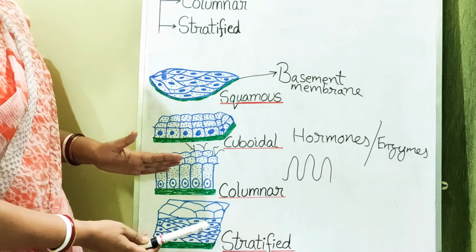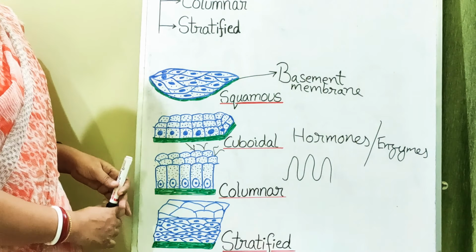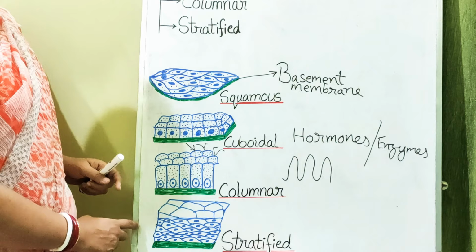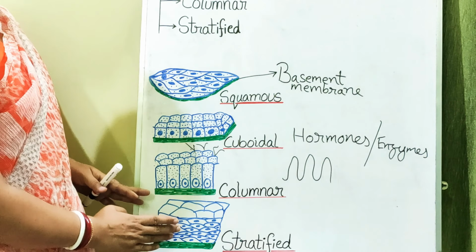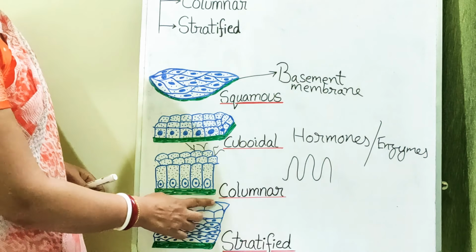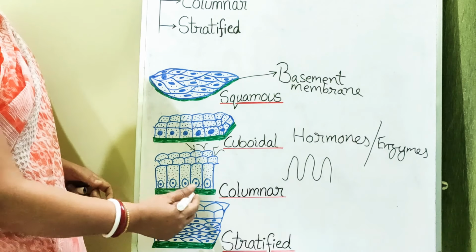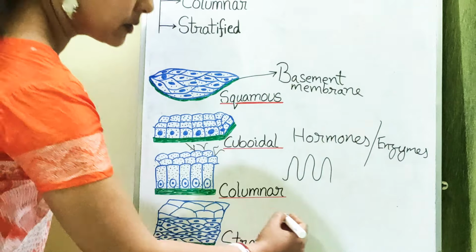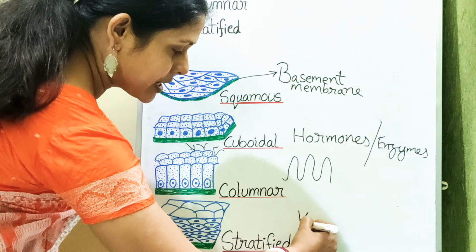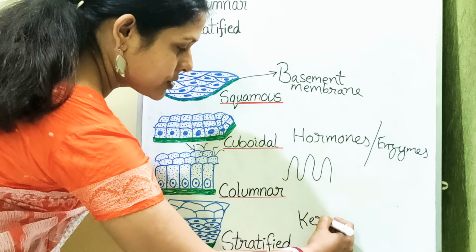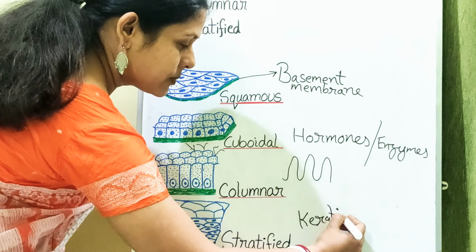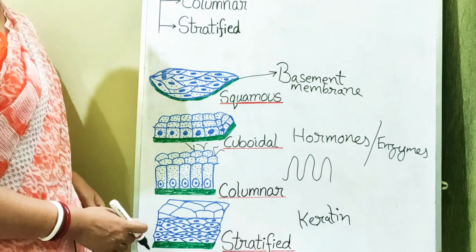So when it is so thick, in that case definitely it is associated with protection. It is present in the skin, I told you, and sometimes the outermost layer of this stratified epithelial tissue is provided with a special protein. The name of that protein is known as keratin. Now, what is the function of this keratin?